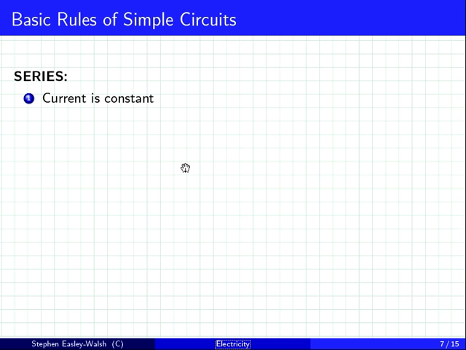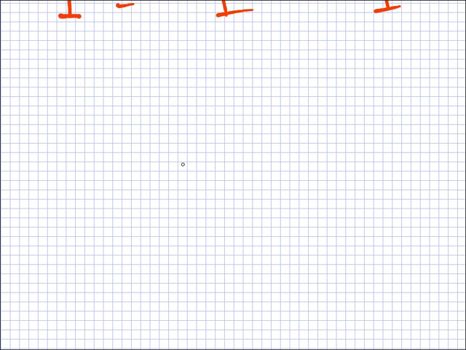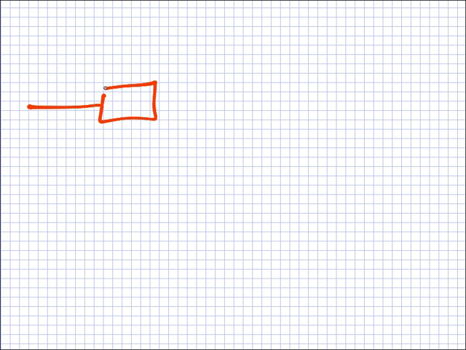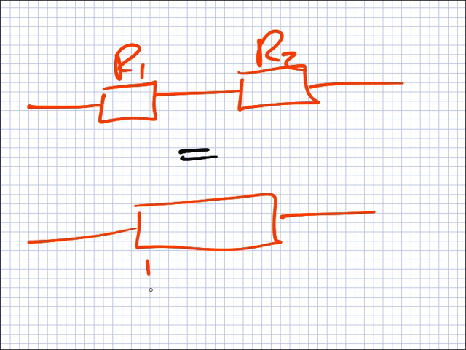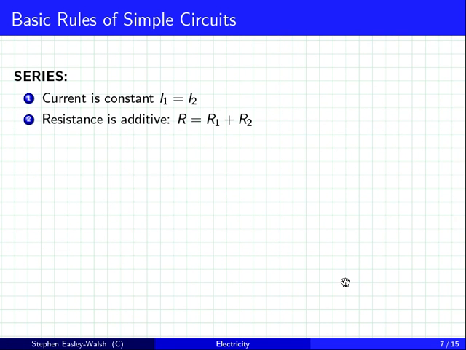Right, the next rule. So you can write this as a formula if you want. I1 equals I2. Resistance is additive. So what I mean is, if you have one resistor here and one resistor here, okay, that's the same as this. One big resistor equals, and this one is R1 plus R2. Okay? So resistance is additive. Make sense? Yeah?